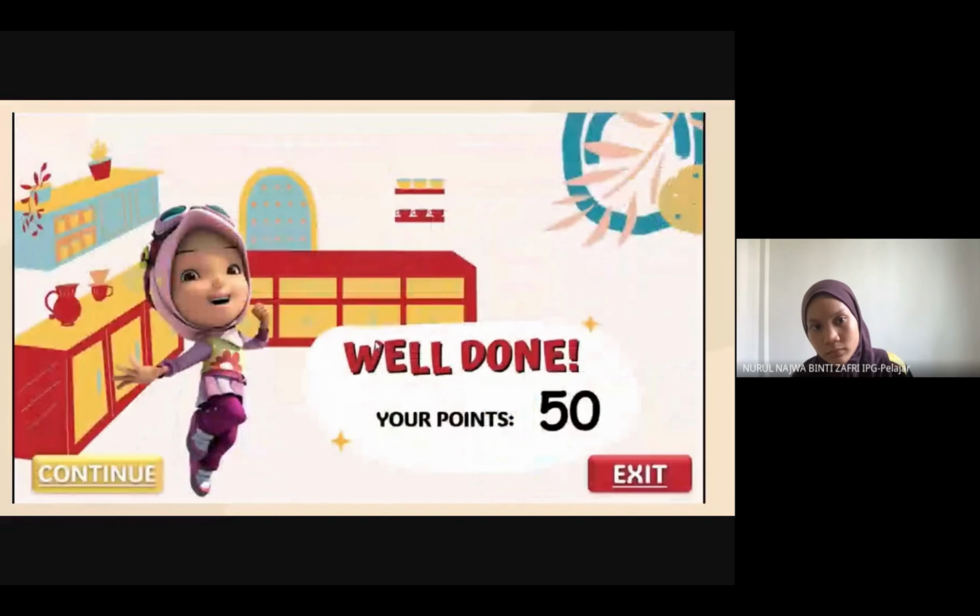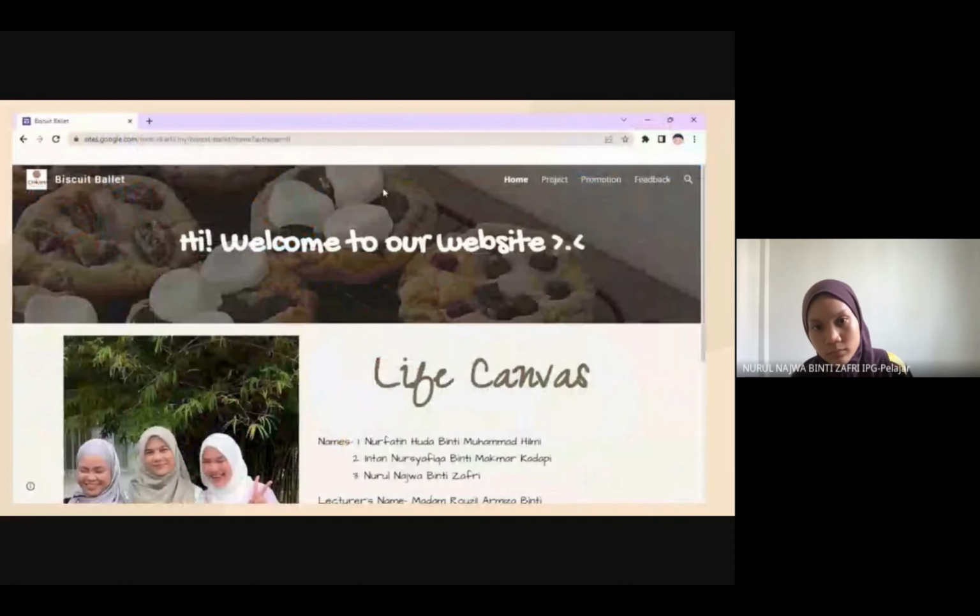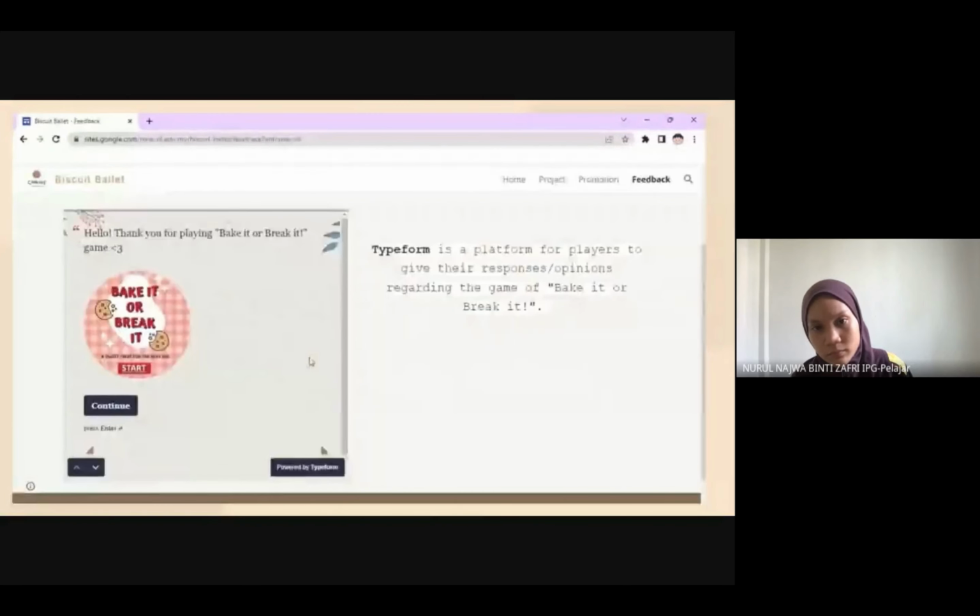Next, the total points will be shown after players have completed the first round. The players need to be aware that the same rules and regulations will be applied to the second and third round. After the players have played the game, it is recommended for the players to give feedback regarding the game. First, players have to open the Google site link again and choose the feedback button. The players can give feedback on the platform website.